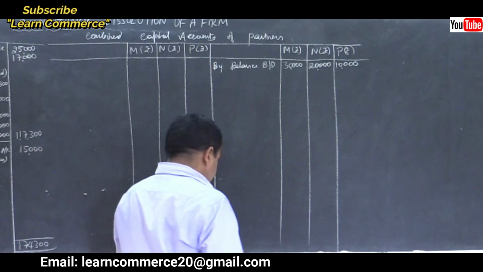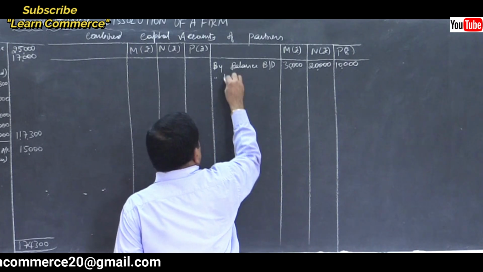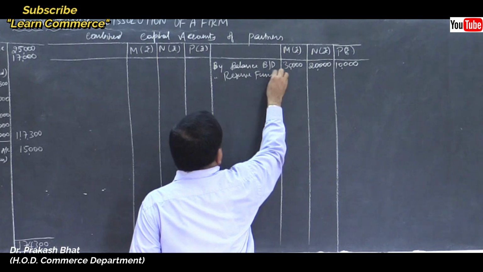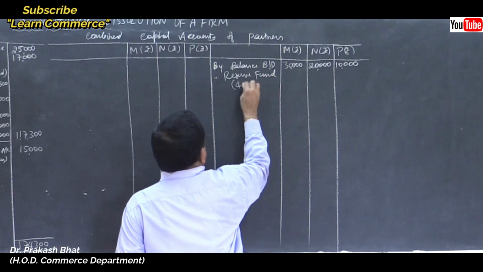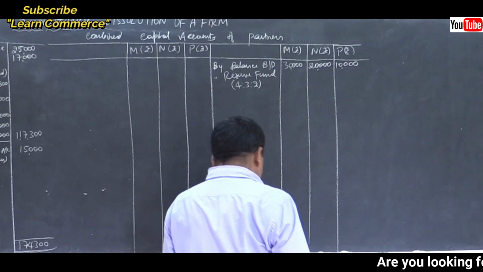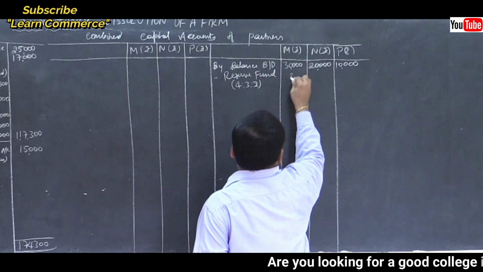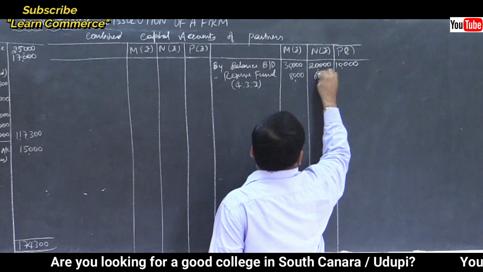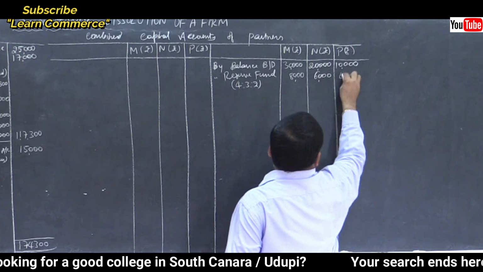Then there is reserve fund in the old balance sheet. Distribute it among the partners. Reserve fund ratio 4:3:2. Correct? Yes, 8,000, 6,000 and 4,000.